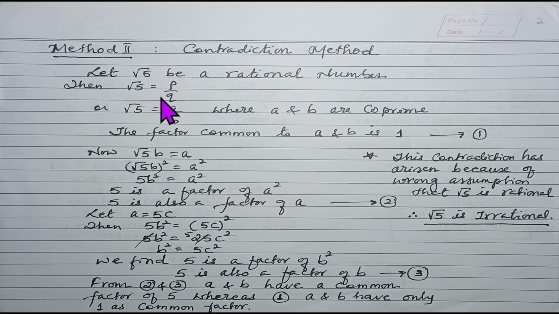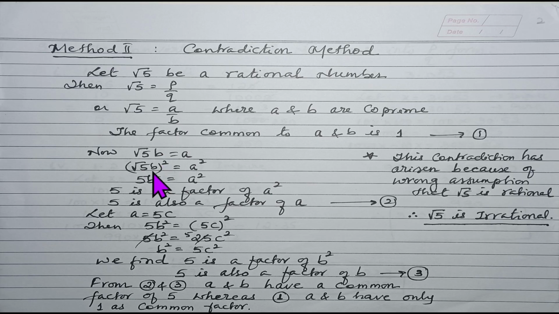Now if p and q are not co-primes, rather they have other factors common between them, then we divide p and q such that we get the co-primes a upon b. So we have root 5 is equal to a upon b, where a and b are co-primes, rather a and b have a common factor of only 1. Therefore the factor common to a and b is 1, and that is the first point. Now let us cross multiply it. Root 5 into b is equal to a.